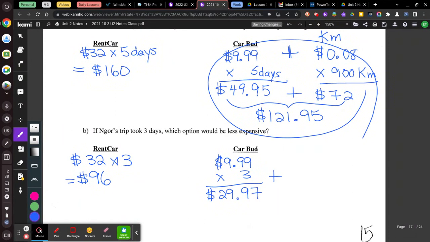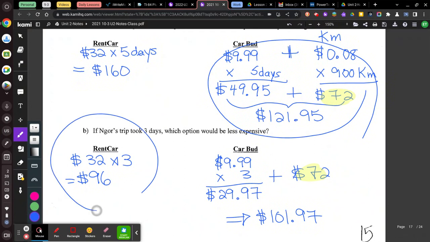Plus we have to pay the kilometers. 72. It's the same amount of kilometers. So we don't have to figure it out again. It's the exact same amount of kilometers here. So now we got to add them together. Our total here is going to be $101.97.